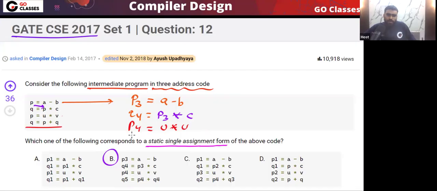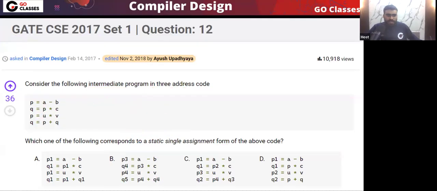Then you are calling it Q5. That is also fine, no problem. Basically, you just need to rename the variables. You can give any name. Now remember, where P is used, you should use P4, and where Q is used, you should use Q4. So this is correct, right? Option B is actually the correct answer. Is this clear? Very simple point.